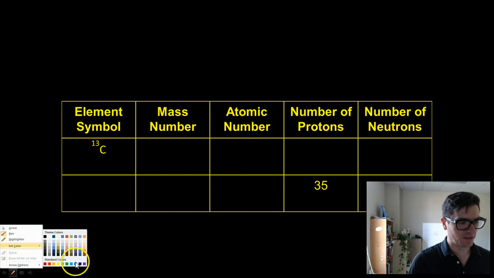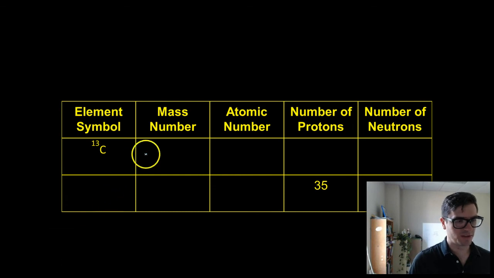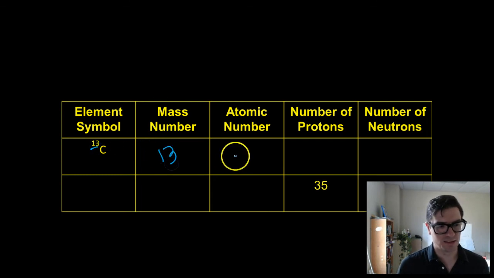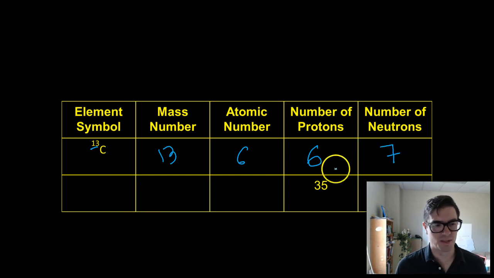Okay, so you just do the same process here. In this case now we're looking at carbon. When you look at the periodic table, our mass number is right here, so it's 13. The atomic number is right off the table, it's 6. Our number of protons is the same thing as our atomic number, so it's also 6. And so our neutrons is our mass number minus the number of protons, right? And so that tells you it's 7.